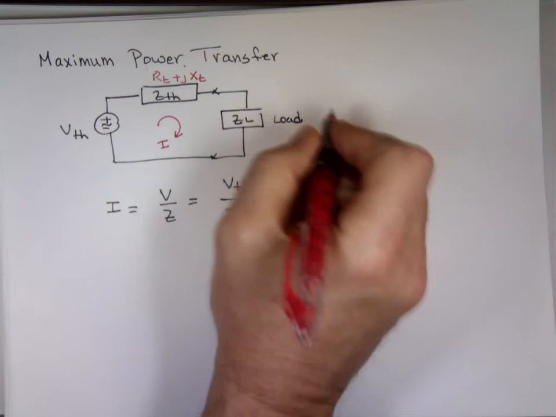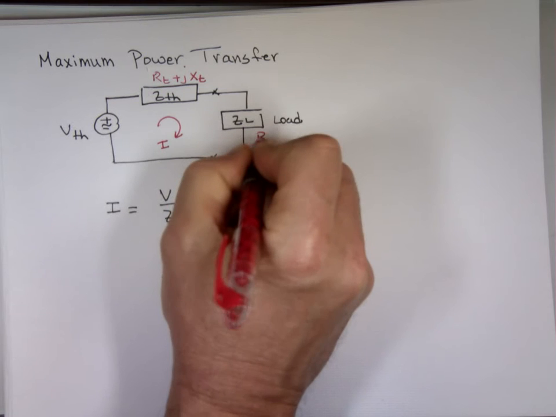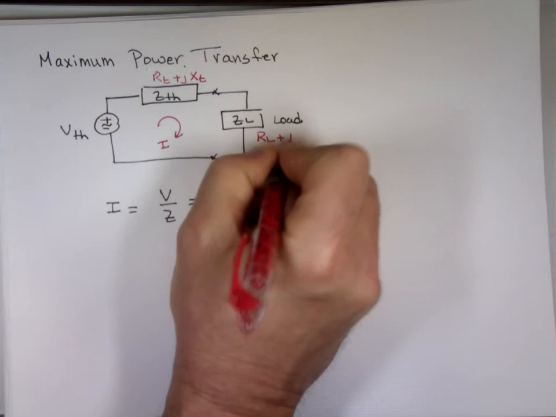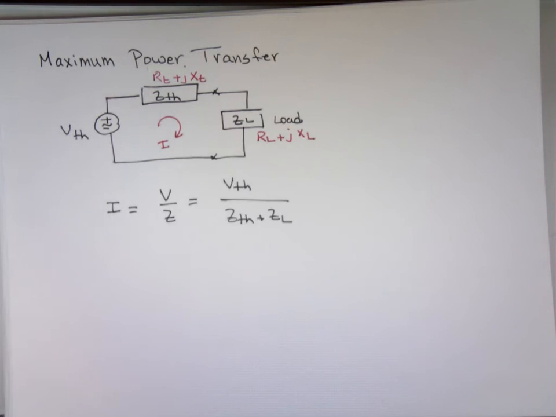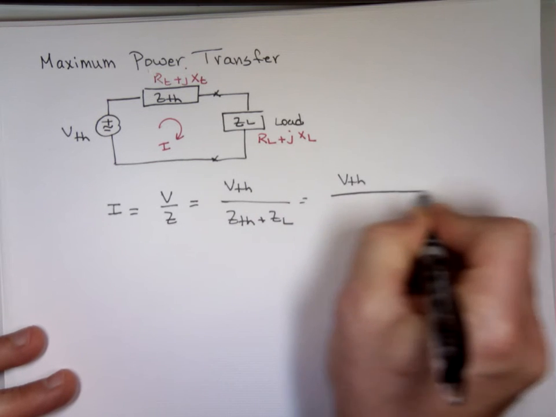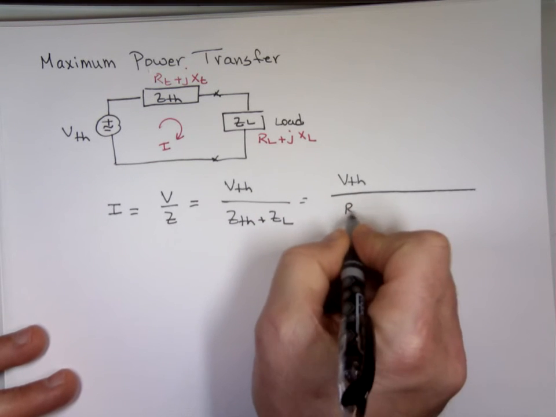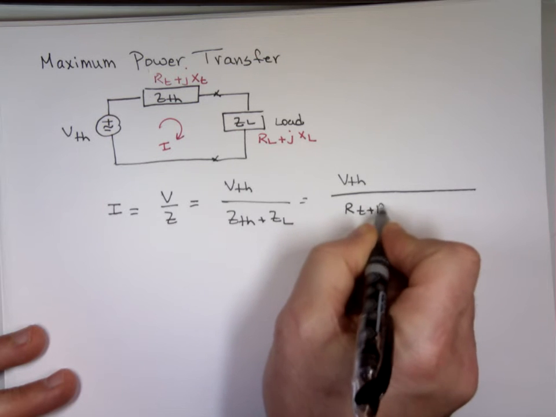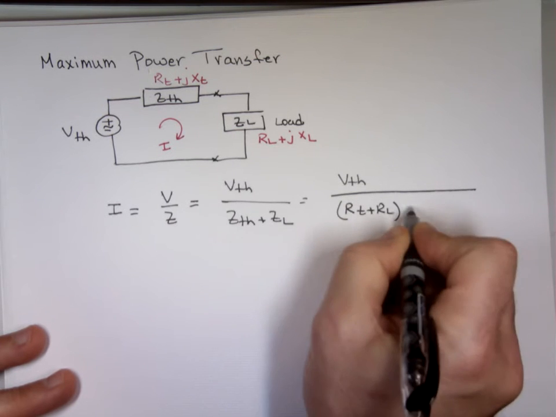And the load is going to have what? Some R load plus some imaginary value, X load. So if I plug them in, this will be V Thevenin over, I can combine the real portion together and the imaginary portion together.